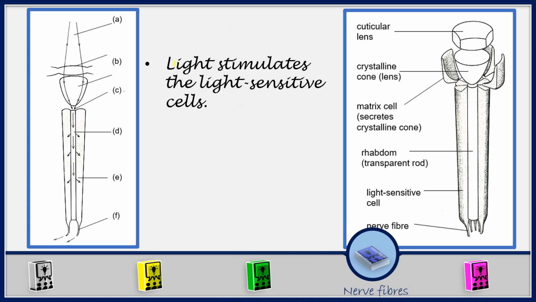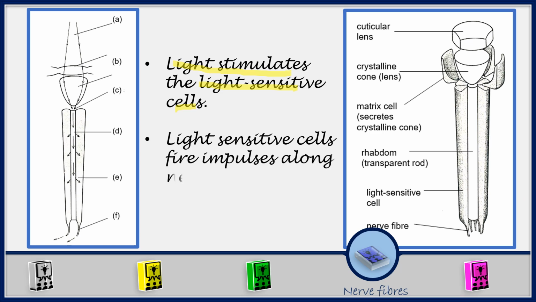Now, light stimulates the light-sensitive cells. This light, which is passing through the rhabdom, is going to stimulate the light-sensitive cells. These ones are our light-sensitive cells. They are going to be stimulated by light which is coming from the rhabdom. And then the light-sensitive cells will fire impulses along the nerve fiber to the brain.